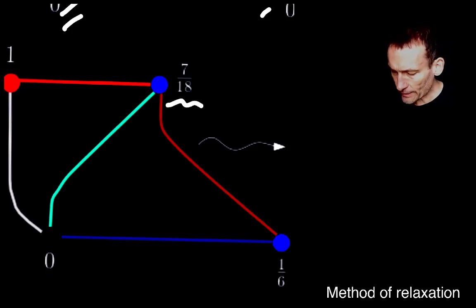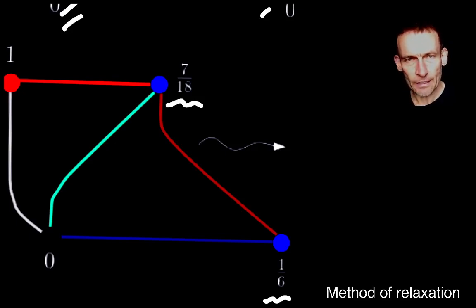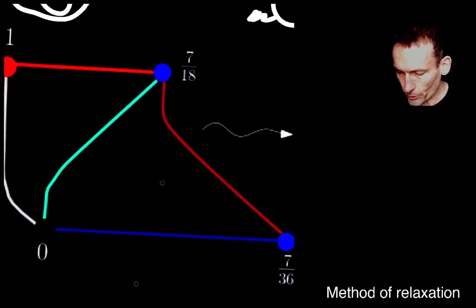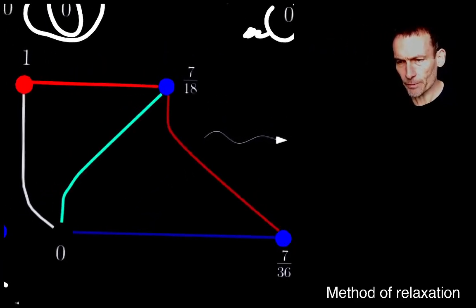But of course, now that's messed up this one because this is no longer the average of 7/18 and 0. But the average of that is clearly just 7/18 divided by 2, which leaves me with this as my next update. But now that I've updated this, this is indeed the average of its neighbors, but this one isn't.